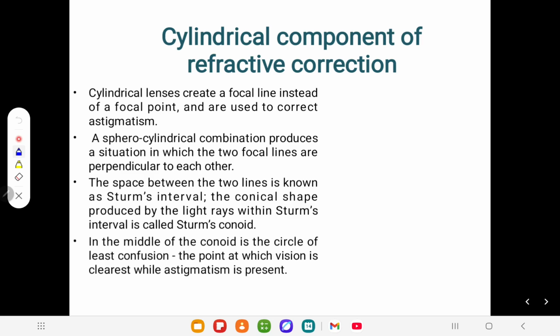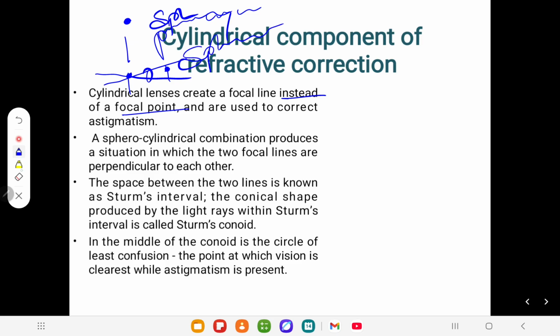Okay, cylindrical lenses create a focal line instead of a focal point. You know that, isn't it? We have discussed already in the previous video because cylindrical lens means a line focus, isn't it? I have already told you, if point focus it means spherical lens. If line focus it means pure cylinder, cylindrical lens. If two foci are here and you find Sturm's conoid somewhere is circle of least confusion, this is the case of spherocylinder, isn't it?